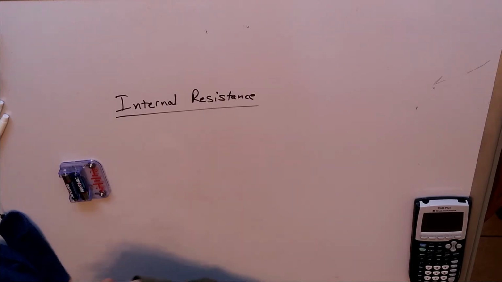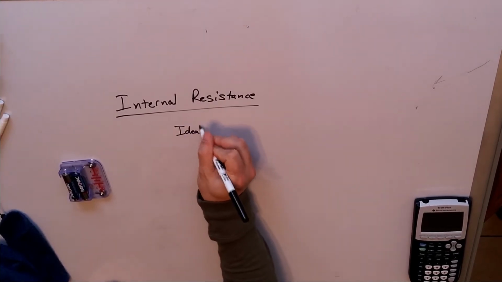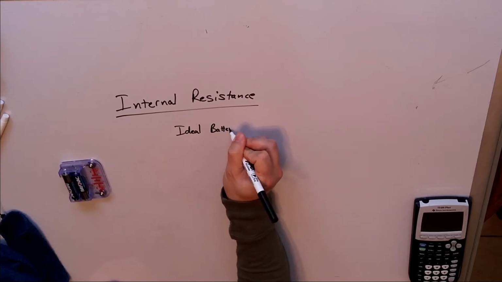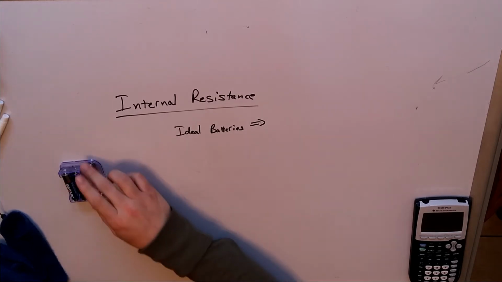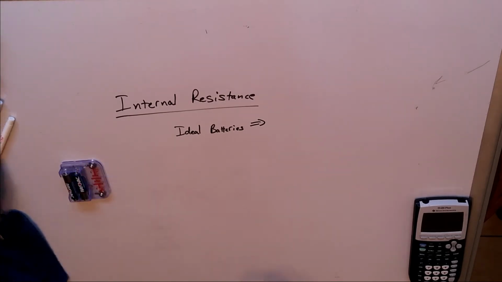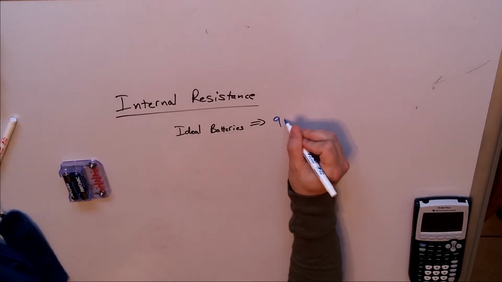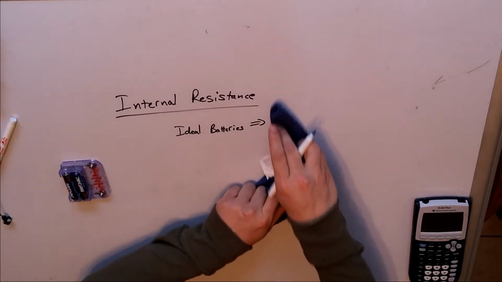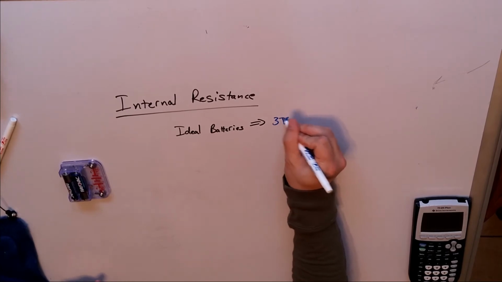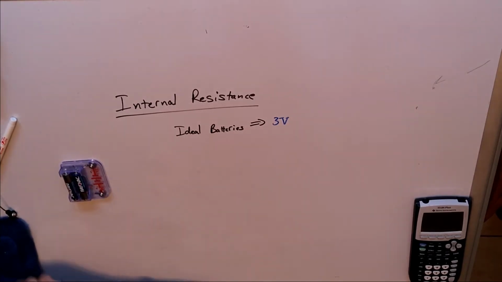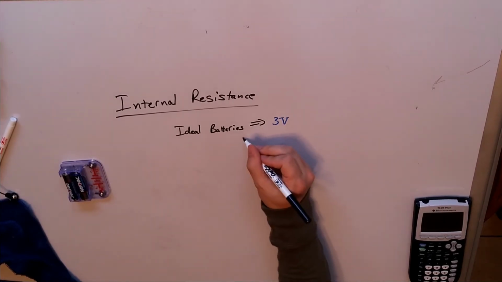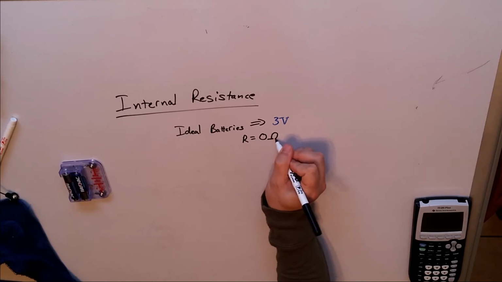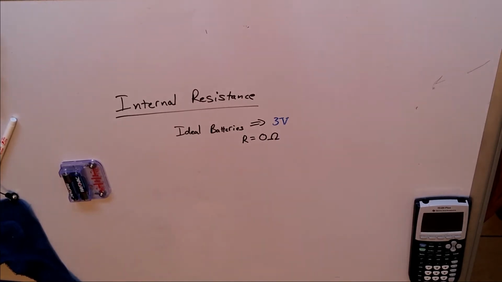Now, we've been using what's called ideal batteries. When we have ideal batteries, we basically treat them as always having whatever value they say. So for instance, these are two AA batteries. They should have a nominal value, their spec value, of not 9 volts, that would be a 9-volt battery. 3 volts, 1.5 volts for each of them, and they would add together to be 3 volts. Now, we treat them as having a resistance of 0 ohms. Basically, they just supply a potential difference, 3 volts in this case.